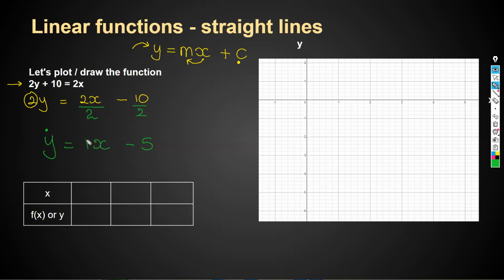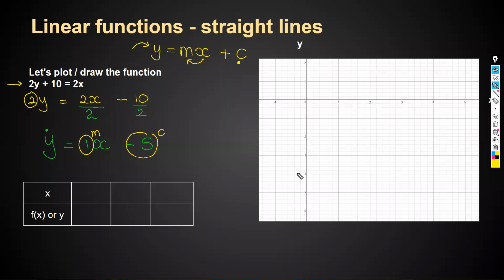I would prefer if you put the 1 here. I know if you don't put the 1 it is understood, but today put it in, right? So this is your gradient and this is your y-intercept, right? Your gradient is 1 and your y-intercept is minus 5.